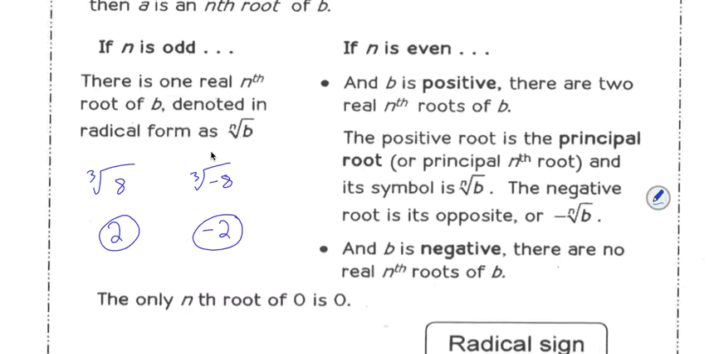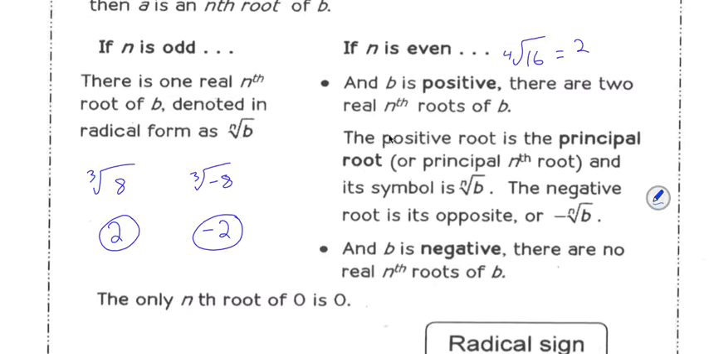Now, if it's even, that means there are actually really two roots, right? If we're taking the root of a positive number. So basically what we're saying here is, if we took the fourth root of 16, technically both 2 and negative 2 would work there, right? If we multiply four 2's, we get 16. If we multiply four negative 2's, we also get 16. But remember, the positive root is the one that we call the principal root. So if you just see that symbol, you're supposed to assume it's the positive, okay?